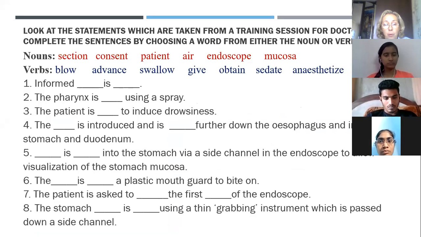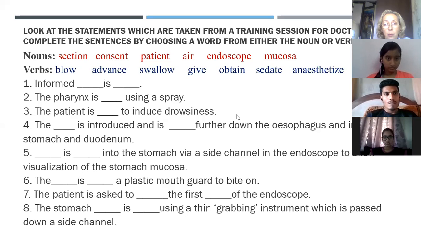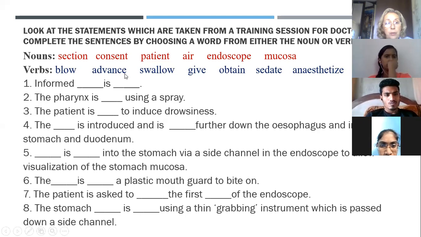Okay, now we understand how it works, and let us look at the following sentences. You see that there are several gaps in the sentences, and we need to think of what should be used in each of them. These sentences are taken from a training session for doctors. And we should complete them by choosing one word from the noun list and one word from the verbs list. So the nouns here are section, consent. Who remembers what consent means?